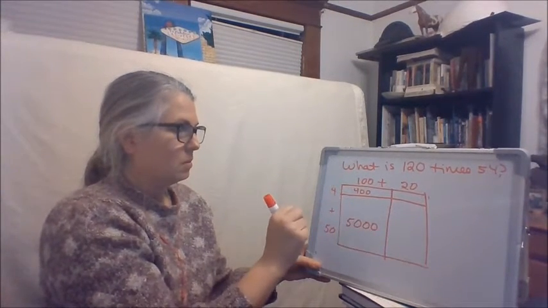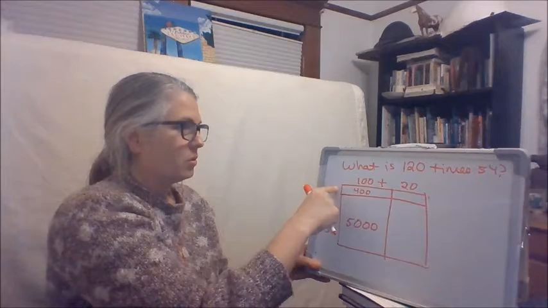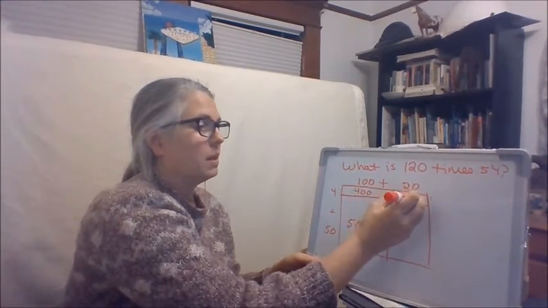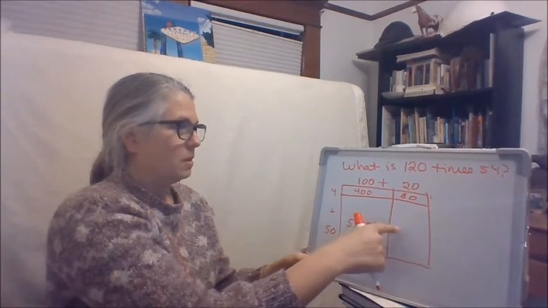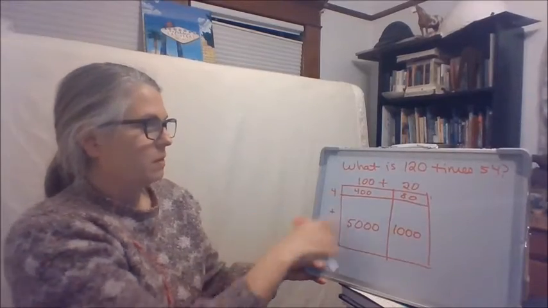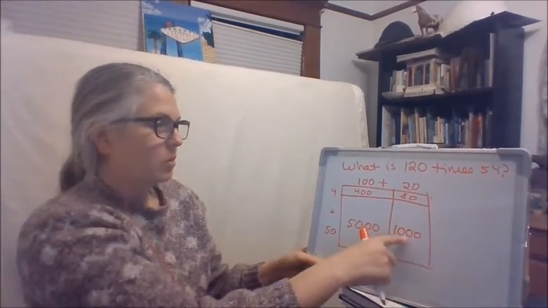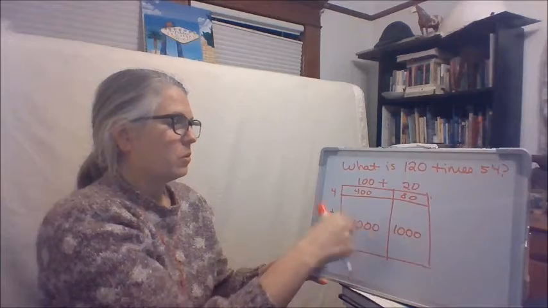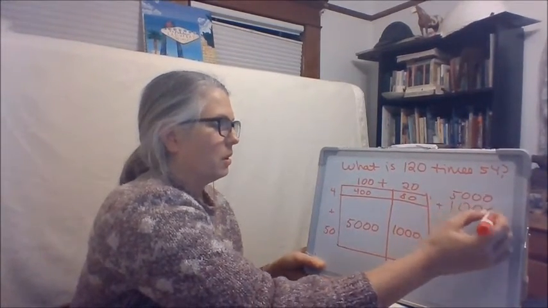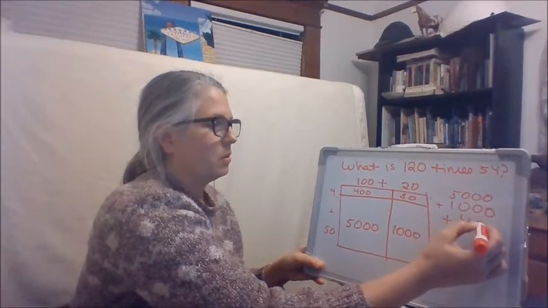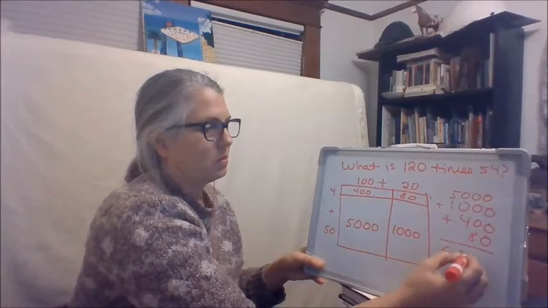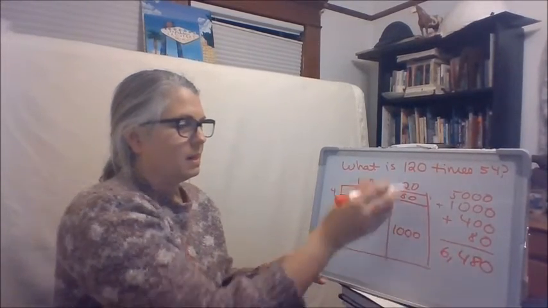What is 4 times 20? 4 times 2 is 8. So that's going to be 80. And this is 50 times 20 is going to be 1,000, right? 5 times 2 is 10. So I have 1,000 there. So the area of this whole rectangle is going to be 5,000 plus 1,000 plus 400 plus 80. So it's going to be 6,480. So 120 times 54 is 6,480.